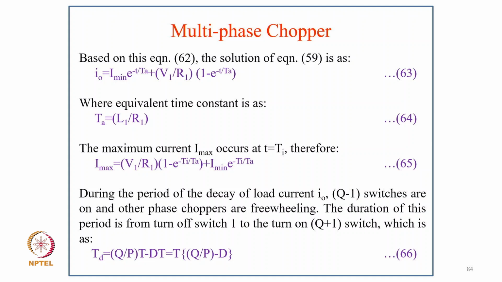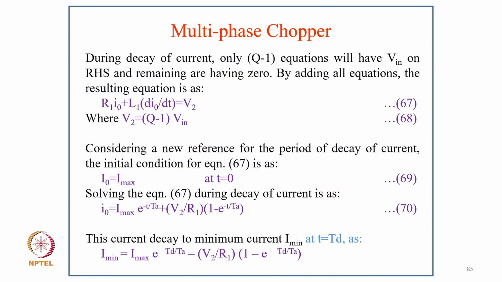So during the period of decay of load current Io, Q minus 1 switches are on and other phase choppers are freewheeling. The duration of this period is from turn off of the Q switch to turn on of the Q plus 1 switch, which is Td equal to (Q upon P) T minus dT, that is T times (Q upon P minus D). So during the decay of current, only Q minus 1 equations will have Vin on the right hand side and the remaining are having 0. By adding all the equations, the resulting equation is R1 I plus L1 di upon dt equal to V2, where V2 equals (Q minus 1) times Vin upon P.